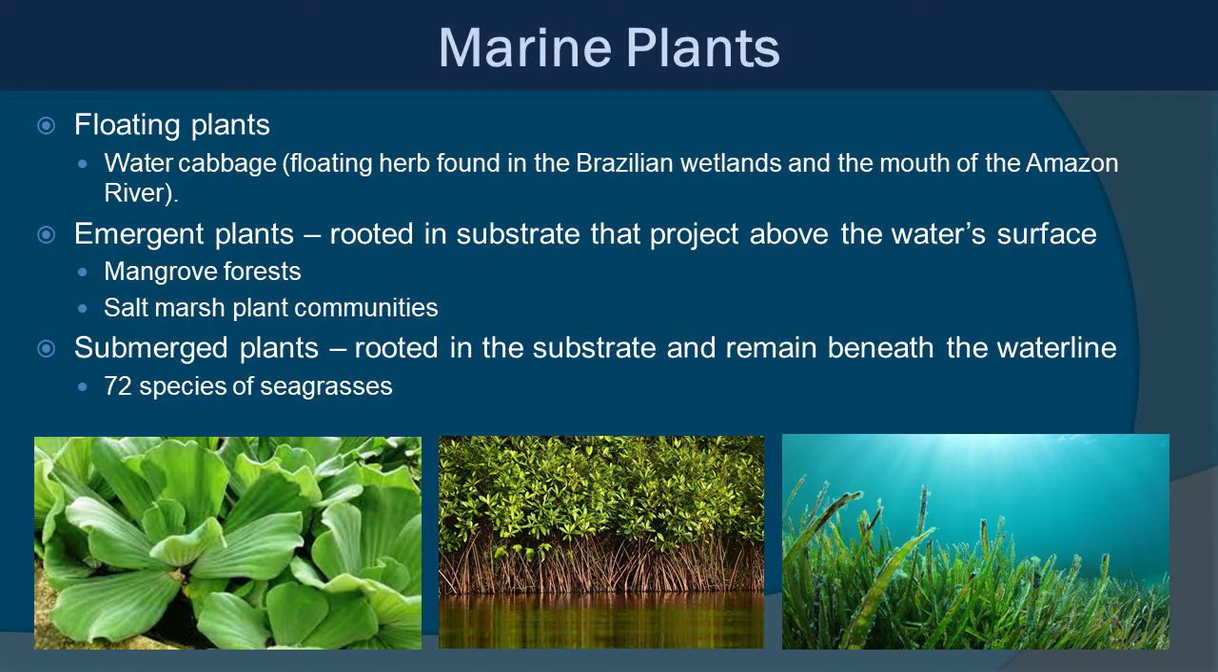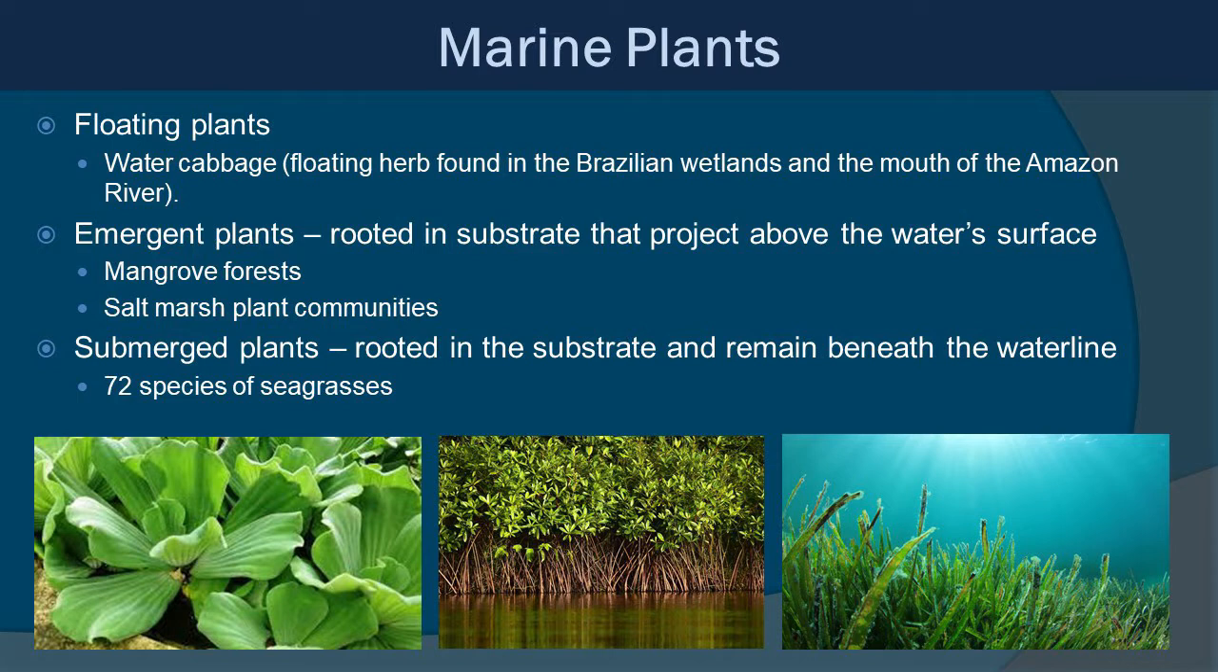We're going to start shifting out of algae and start looking at actual marine plants. And here's just a few bracketed categories to know. One would be floating plants. That would be like water cabbage, things that float near the surface or on the surface. Now, we also have emergent plants. Those are rooted in substrates that project above the water's surface. Now, we have examples of those such as mangrove forests and salt marsh plants.